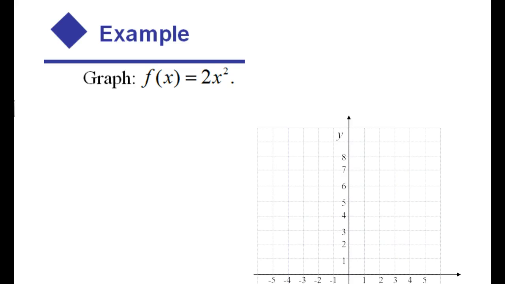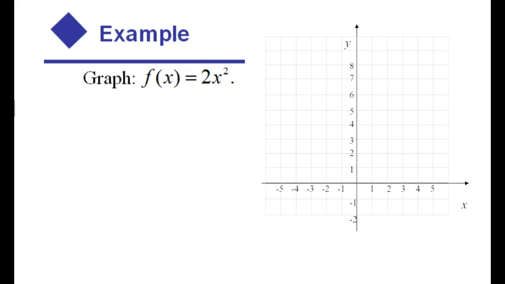The book teaches this just a little bit differently, but I'm going to continue using this graphing procedure to show you how to graph.